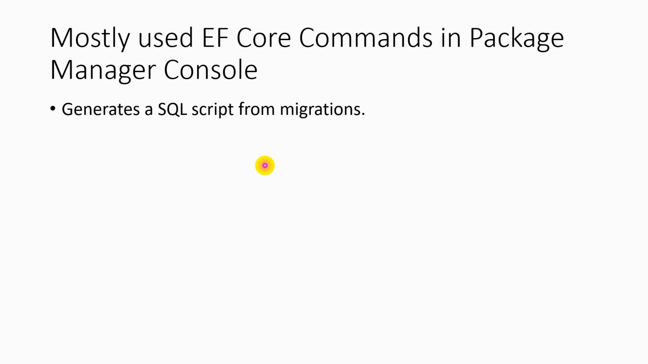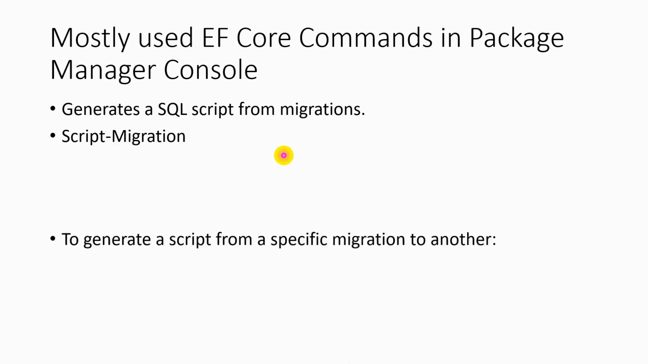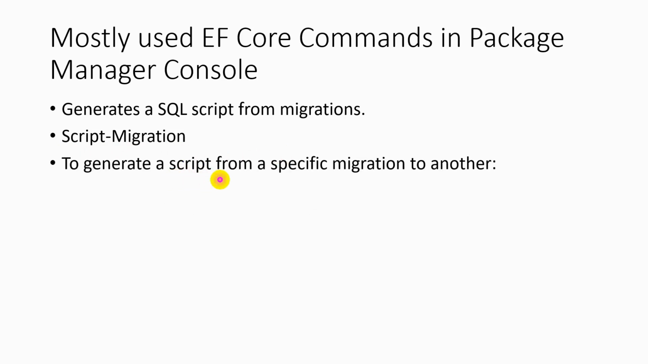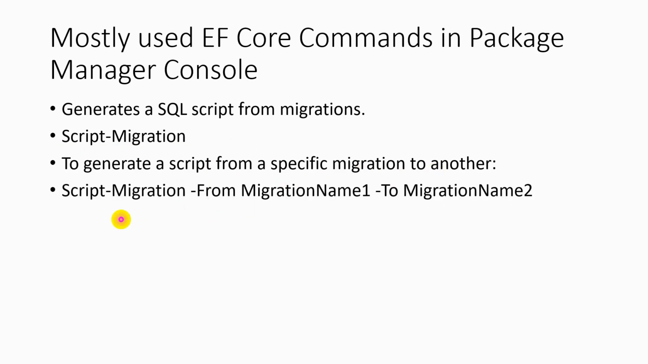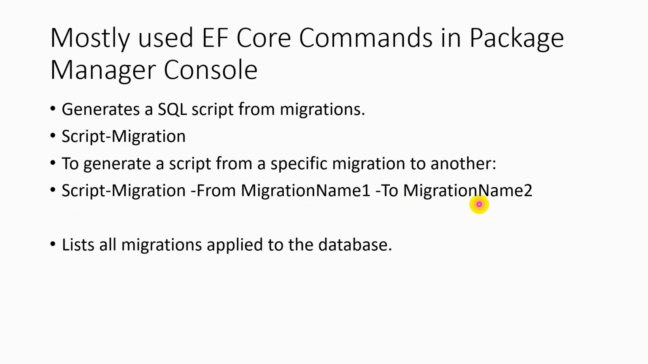Generate a SQL script from migrations. We have to write a command in the Package Manager Console, Script-Migration. To generate a script from a specific migration to another, we have to write the command Script-Migration -From migration name to migration name. To list all migrations applied to the database, we have to write the command Get-Migration.